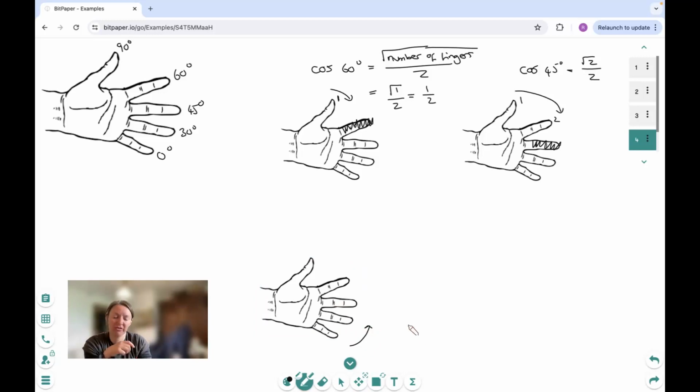If I want to do sine, the angles again are exactly the same, I just count in the other direction. So if I want to know sine 60, my 60 finger was here, so I've got to count this direction, 1, 2, 3, so it's the square root of the number of fingers, root 3 over 2. Sine 45, 1, 2, square root of 2 over 2, and so on and so forth. And then you can use your identity, sine over cos equals tan, to find all the tan values.